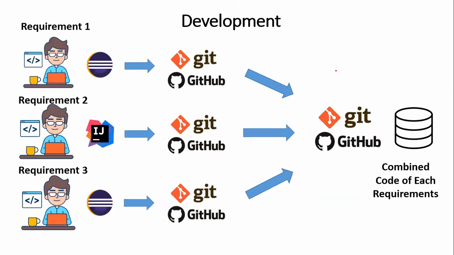What exactly the dev team will do: for this example, I am taking three developers, developer one, developer two, developer three. There is a tool called Eclipse, and another IDE called IntelliJ. These two IDEs are most commonly used by Java developers. So this is a Java application, let's assume, for simplicity. See how they will develop now.